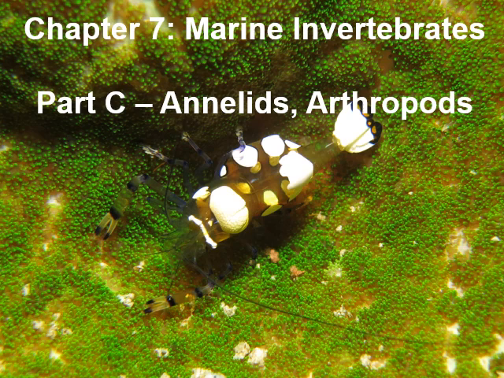Okay, hello everyone. This is Dr. Lyons once again, and we are in the third part of chapter 7, the chapter all about marine invertebrates. In this chapter, we're going to talk about two different groups: the annelids, which are the worms, and the arthropods, which are the shrimps and lobsters and things such as that.